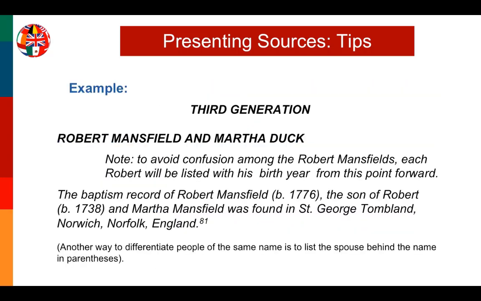In this example, a clarifying statement was added to the beginning of the generation to let the reader know that the two Robert Mansfields will be differentiated by stating their birth years. The beginning of the narrative is included here to show specifically how the writer added the birth dates for each Robert in parentheses after their names. Another way to differentiate people of the same name is to list the spouse behind the name in parentheses.